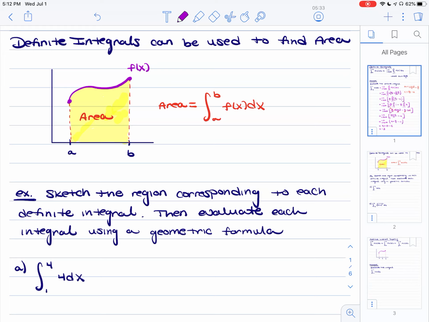Okay, so the next thing we can look at here, as I mentioned above, is that limit definition. We used it previously to find the area of a region, so that means that definite integrals can also be used to find the area of a region. If we have a function and we're looking at finding the area between that function and the x-axis on an interval a to b, then we can find that by looking at the integral from a to b of f of x dx.